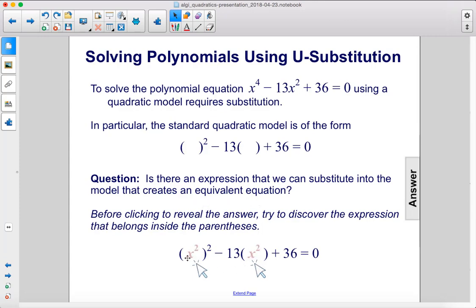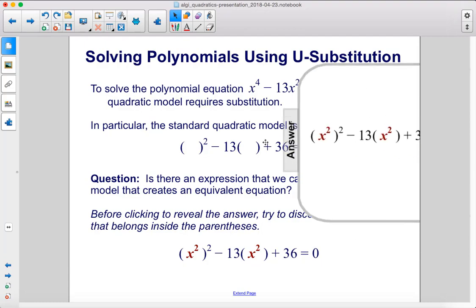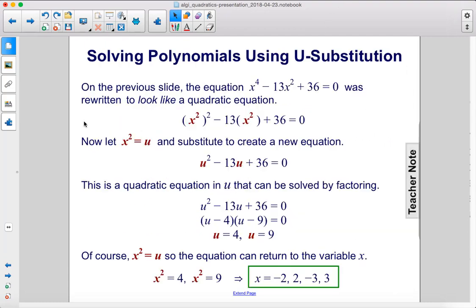Why, yes. x squared. So if we put x squared squared, that becomes x to the fourth, and then we have minus 13x squared, which is how it is here, plus 36 equals 0. On the previous slide, the equation x to the fourth minus 13x squared plus 36 equals 0 was rewritten to look like a quadratic equation, like this.